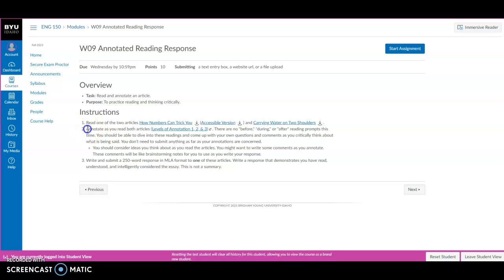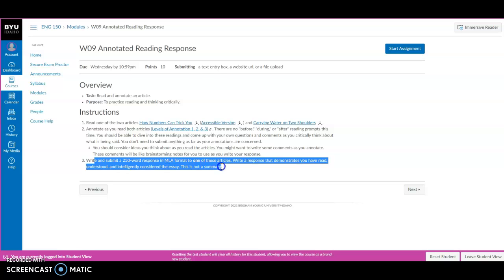You will annotate both articles as we've done in the past and as you should be doing with the articles for your research. And on this one, as you read and annotate, you are going to be looking at the argument for the particular article that you're choosing to write a 250-word response on, again, in MLA format. And you're going to show that you read, understood, and intelligently considered that essay. It is not a summary. It's looking at it and evaluating this and analyzing the article for its argument and the argumentative aspects in the article. So again, this should be pretty beefy response, and again, following MLA format. All your assignments should follow MLA formatting.